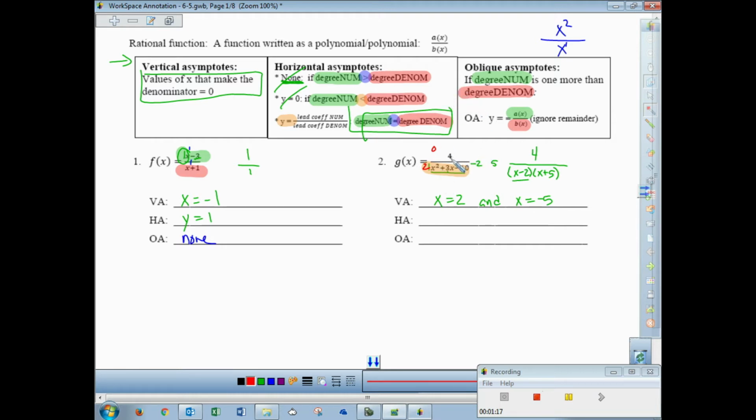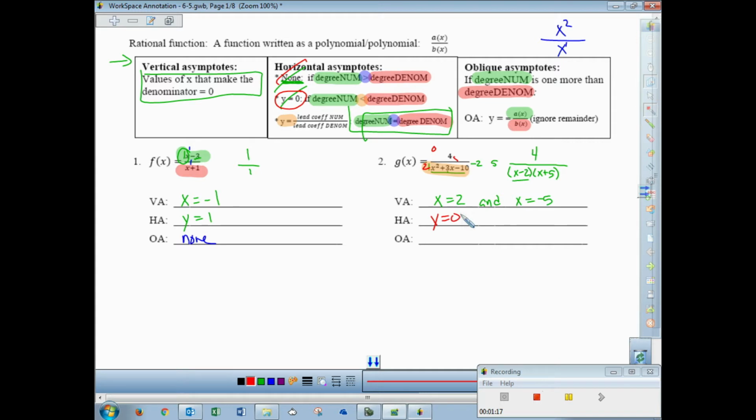Some people ask, isn't that a 4? Yes, it is the number 4, but the degree of that is 0 because it's really 4x to the 0th power that's going on there. With me on that? So that didn't happen. Is the degree of the numerator less than the degree of the denominator? That is happening, right? This is a 0. 0 is less than 2. So this tells you where your horizontal asymptote is. It is at y equals 0.